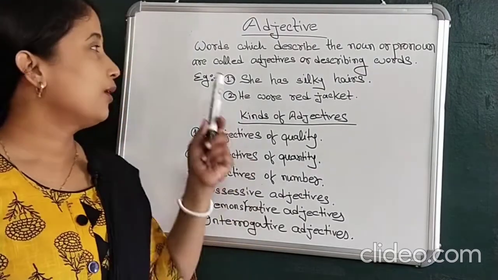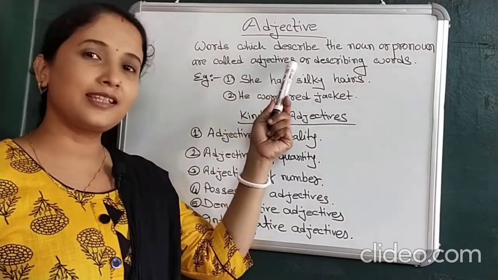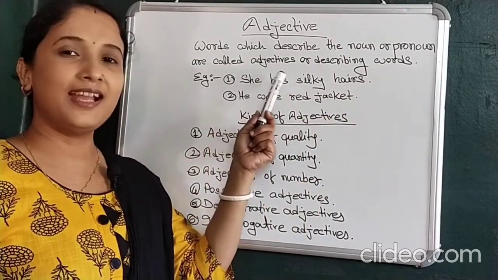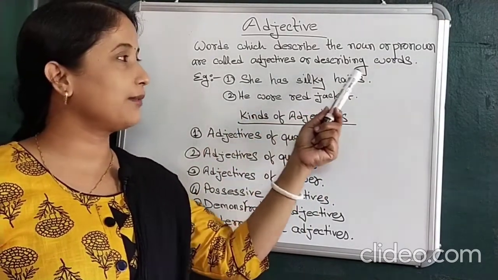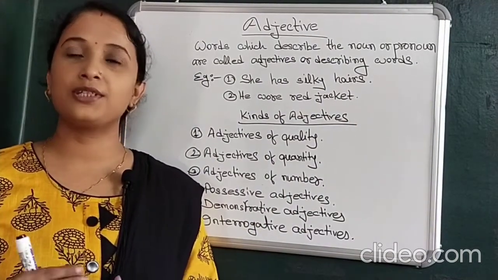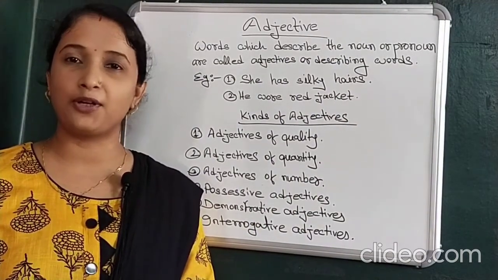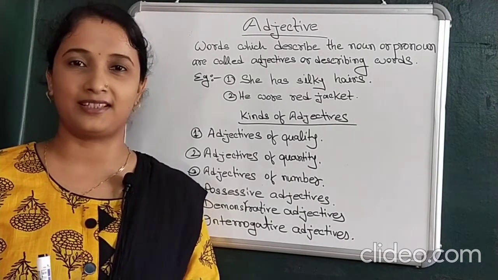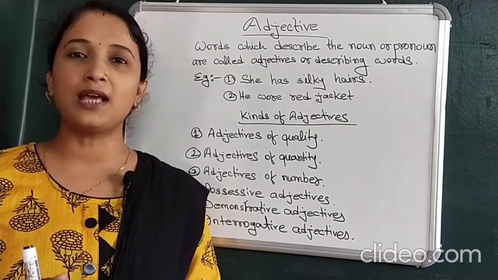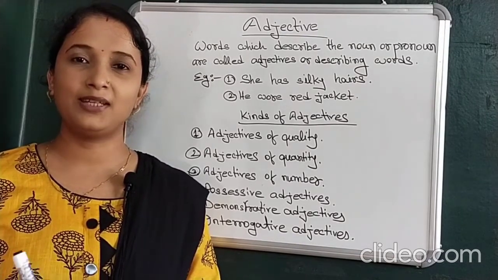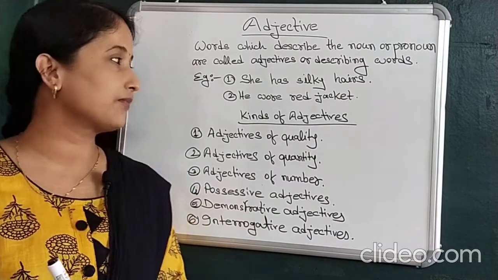Adjectives. Words which describe the noun or pronoun are called adjectives or describing words. What is an adjective? Words which describe the noun or pronoun are called adjectives or describing words. Adjectives are placed before the noun or pronoun. Now let's see examples of adjectives.